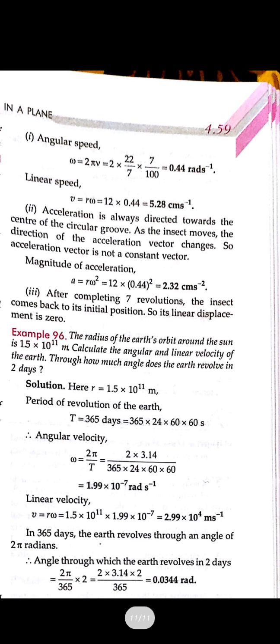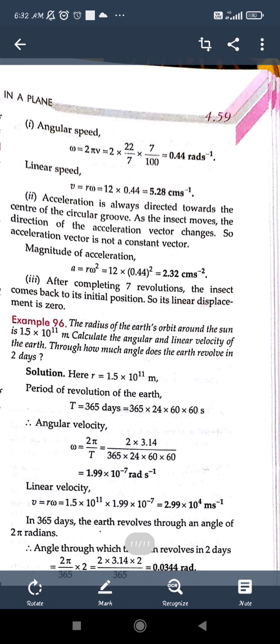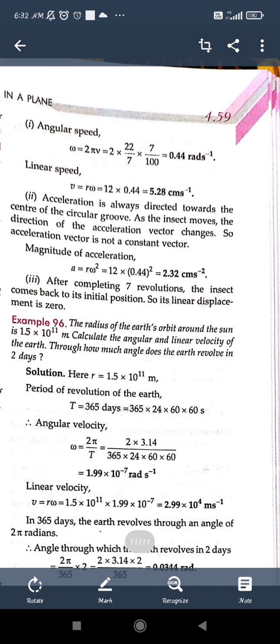Okay, so you got it, how to solve the numericals, that is v, omega, a and r, that is linear and angular acceleration. In the next session we will be starting a new lesson, the chapter Laws of Motion.